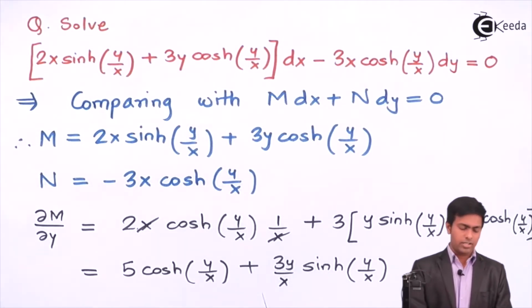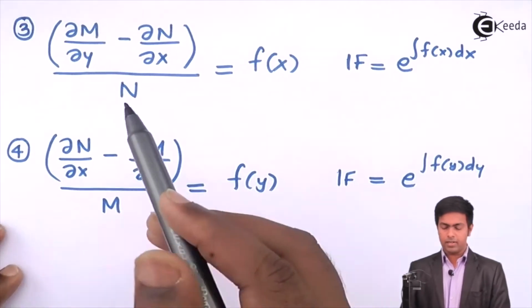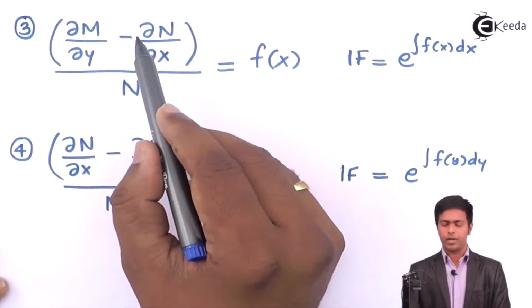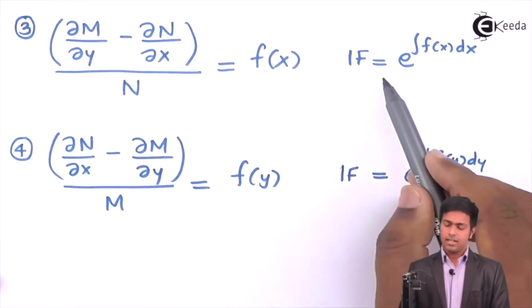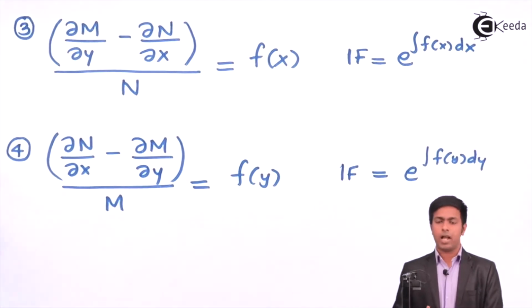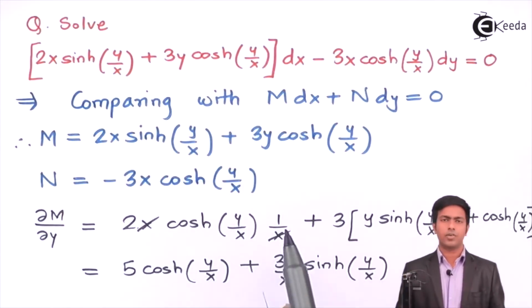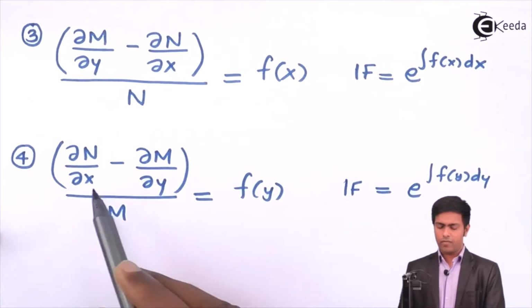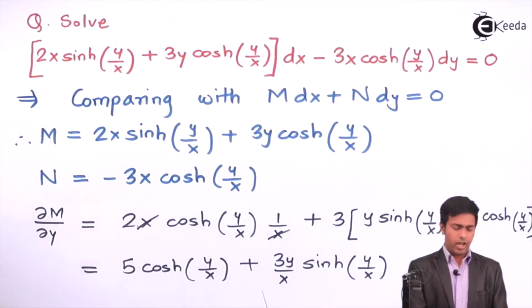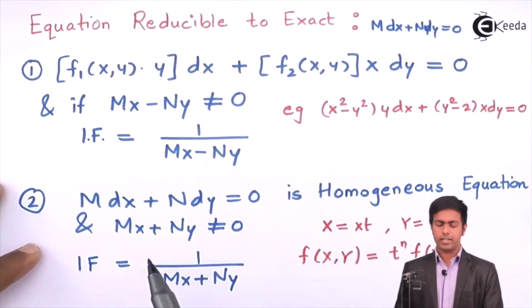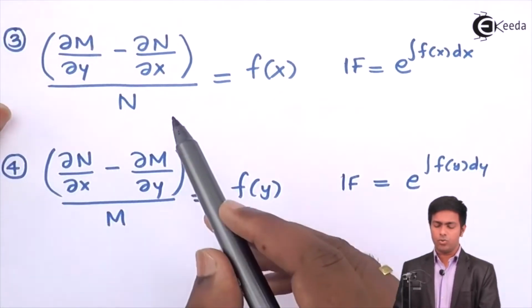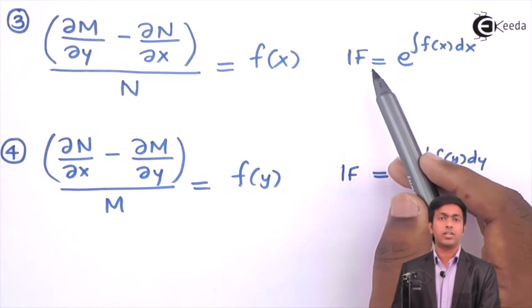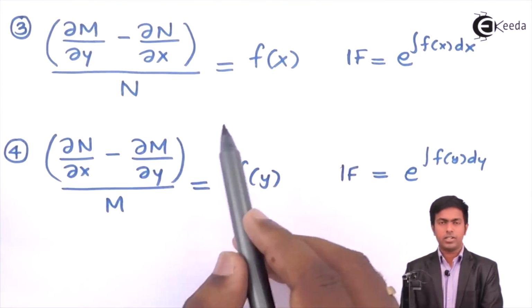So guys, here I have one more pattern which says if (∂M/∂y minus ∂N/∂x) whole upon N is equal to a function of x, then this can be the integrating factor by which we can multiply the given differential equation. And similarly, I have one more pattern, and here we have two more patterns. So we just have to check which pattern it is matching with. If it matches with any of the patterns, then we will use it and find the integrating factor respectively.